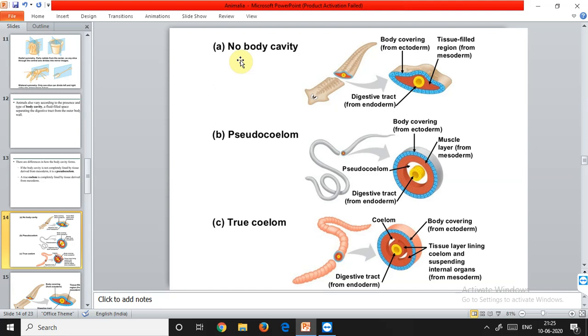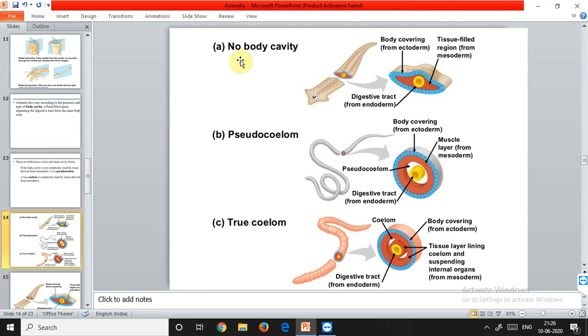Therefore, no internal body cavity is present, and porifera, coelenterates, and flatworms are the types of acoelomate organisms. So the lower organisms, that is porifera, coelenterates, and the flatworms, come under the category of acoelomate, in which the mesoderm is present and completely occupying the space between ectoderm and endoderm.